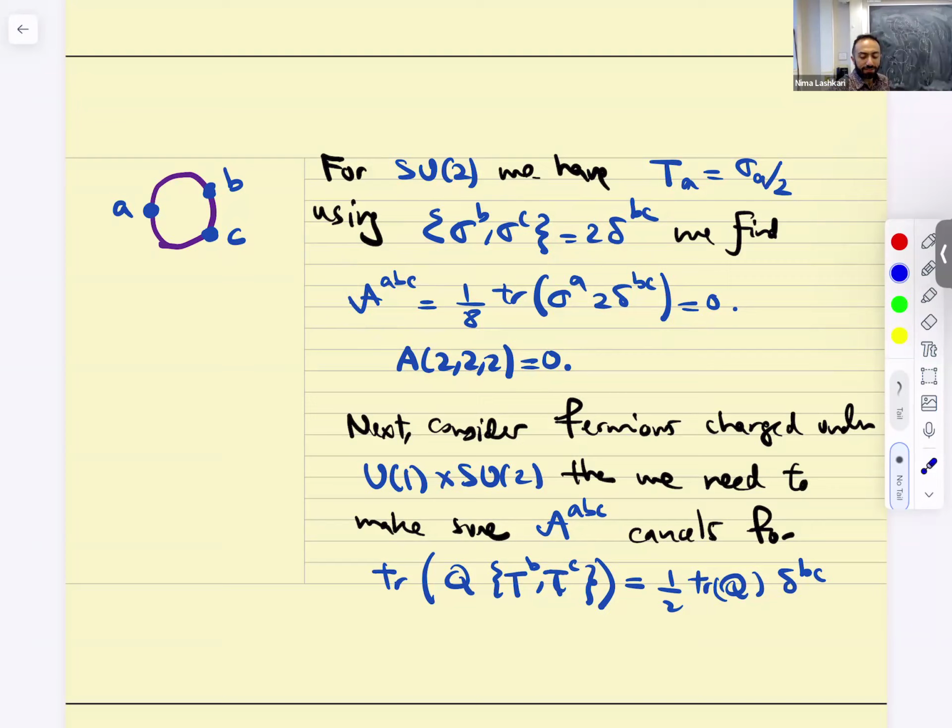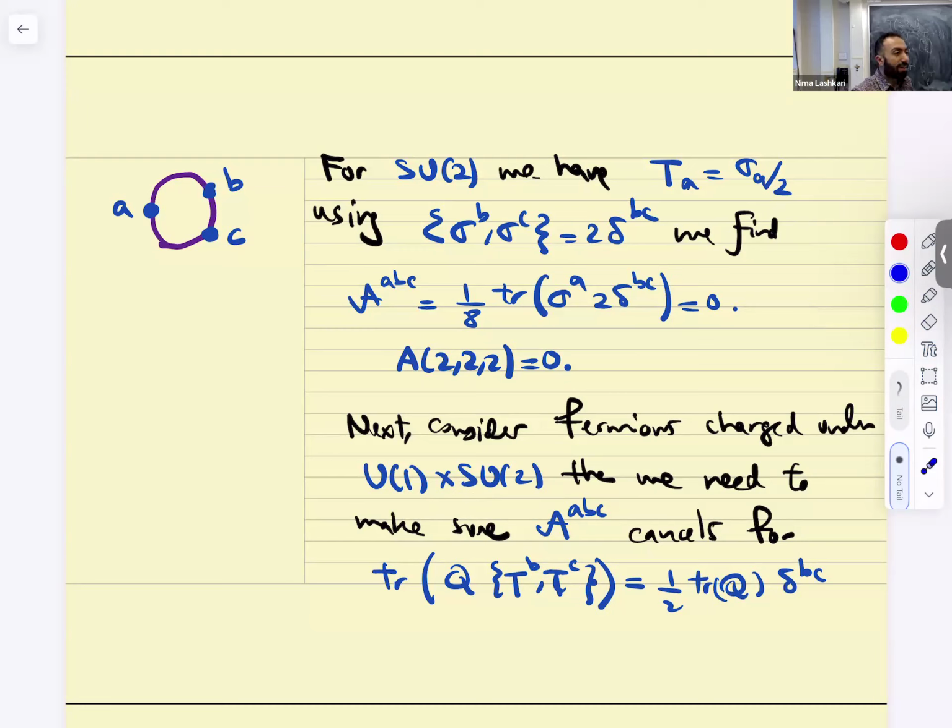Can you guys guess what happens if you put 333? You'll have to replace this with Gell-Mann matrices. You're going to get something faster. I'm going to do the calculation, but of course the answer will vary. Now, next, let's calculate fermions charged under U1 times SU2. So A222 will vanish. I still have to calculate A122, 112, 111.